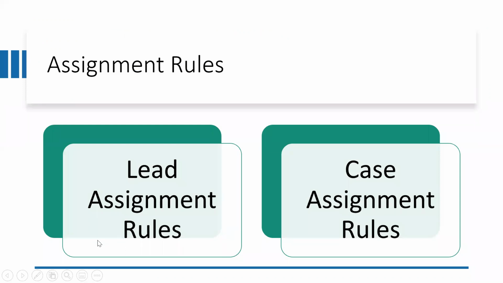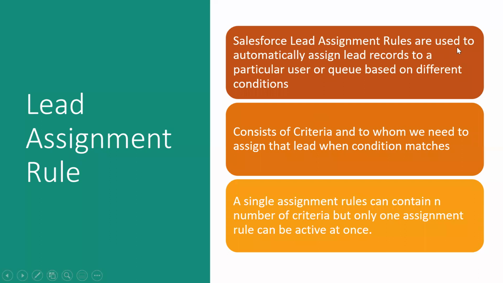Assignment rules can be of two types, lead and case assignment rule. Lead assignment rule is used to automatically assign a lead record to a particular user or queue based on different conditions. It mainly consists of criteria and to whom we need to assign that lead when the condition matches. And this is the important point: a single assignment rule can contain n number of criteria, but only one assignment rule can be active at once.